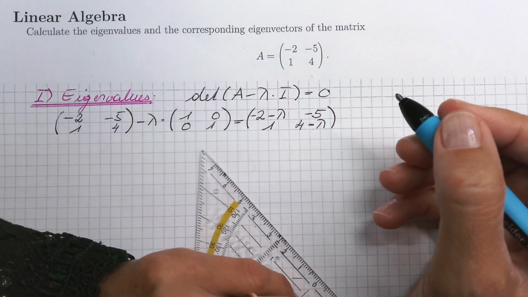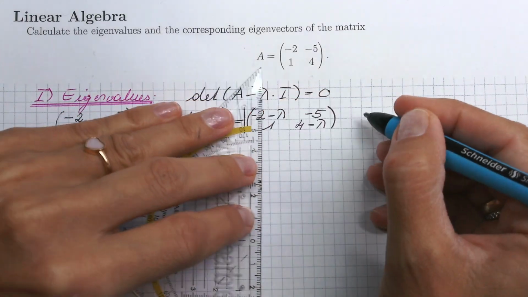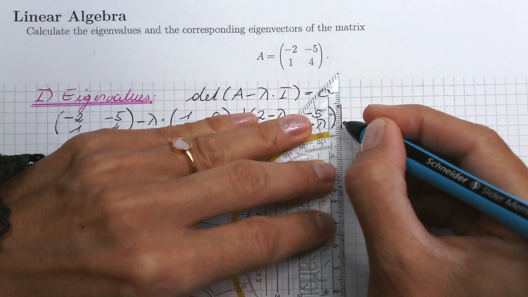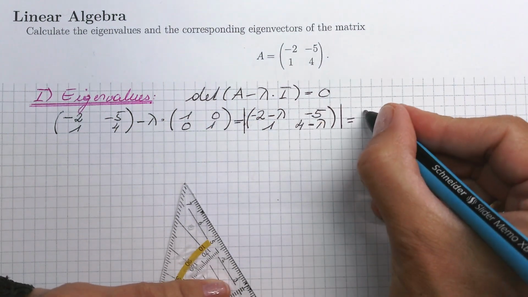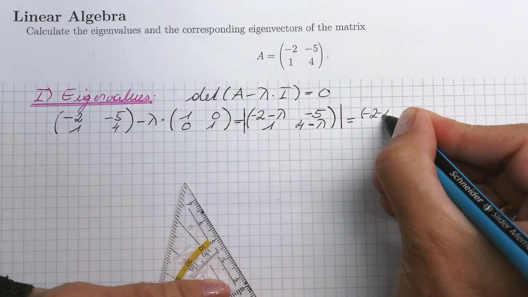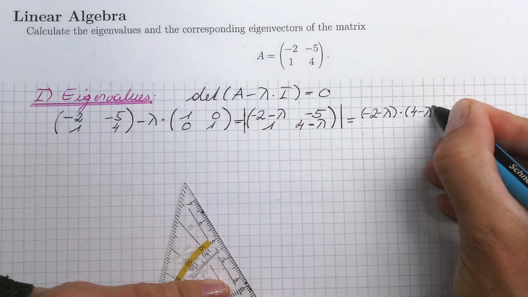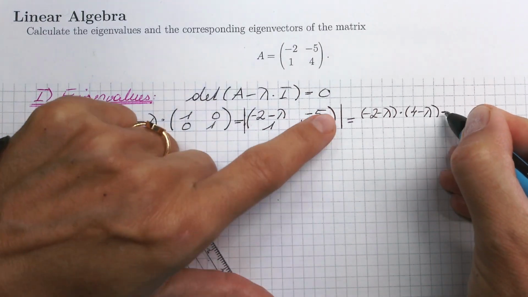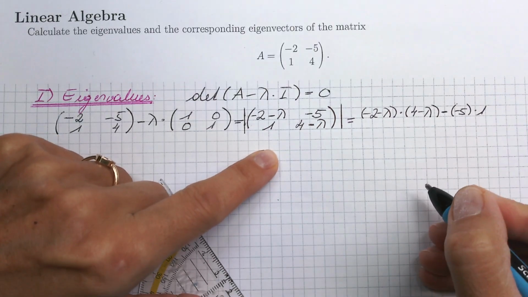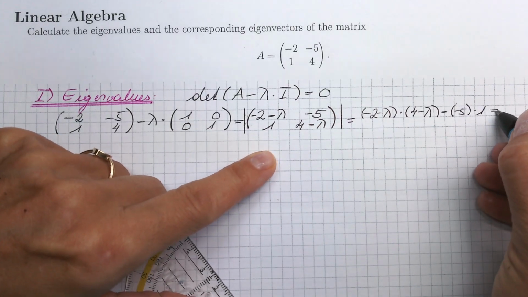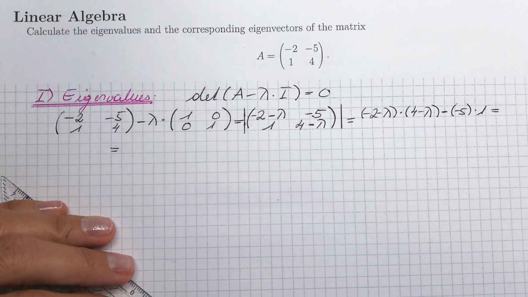Okay, now let's calculate the determinant of this. Let's make it like this. If we have these two straight lines here, it means it's the determinant, and we just apply the rule of Sarrus, which is -2 minus lambda times 4 minus lambda, minus, now the other diagonal, -5 times 1. Okay, let's continue here.